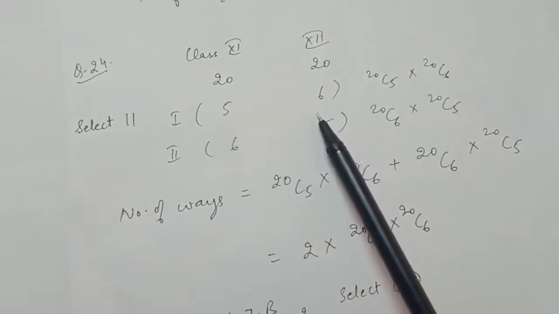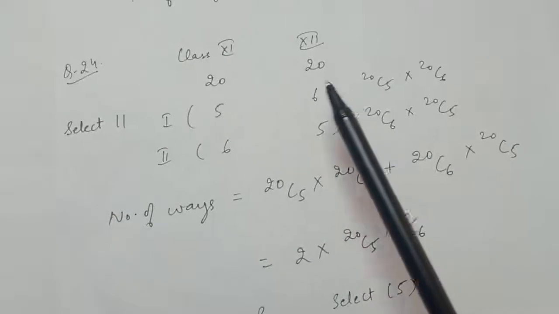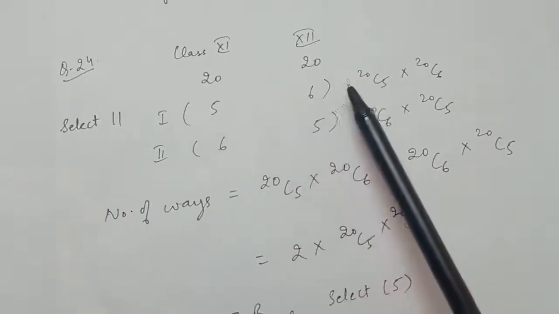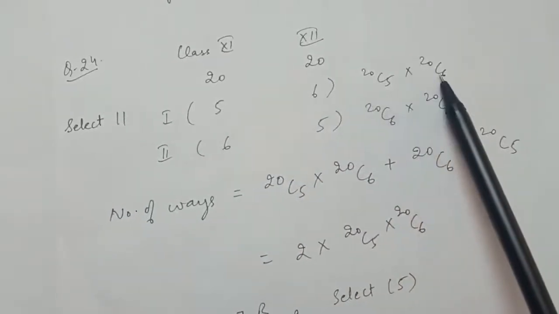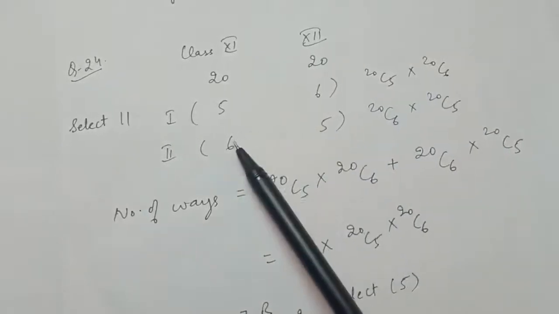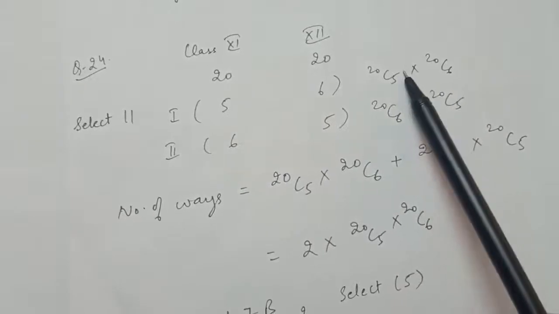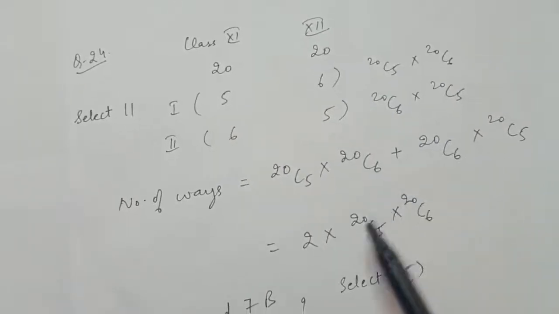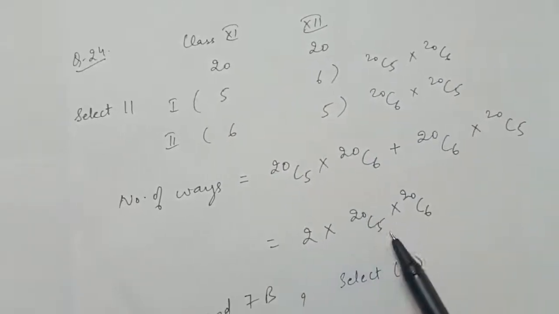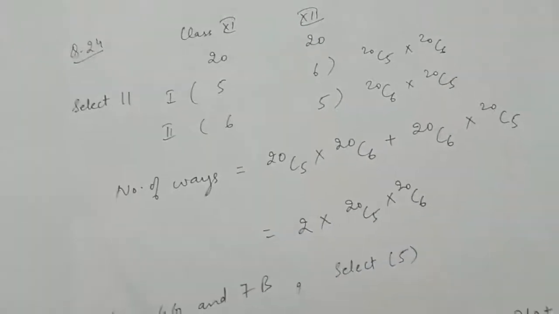from each class, right? Now for this case, the number of ways will be 20C5 into 20C6, and for this case 20C6 into 20C5. These are different cases, so add the results of these cases. So you will get 2 into 20C5 into 20C6.